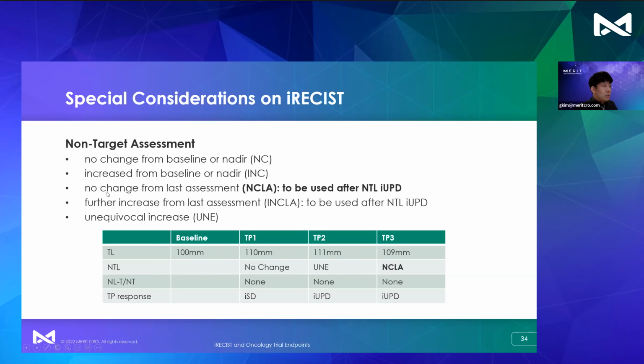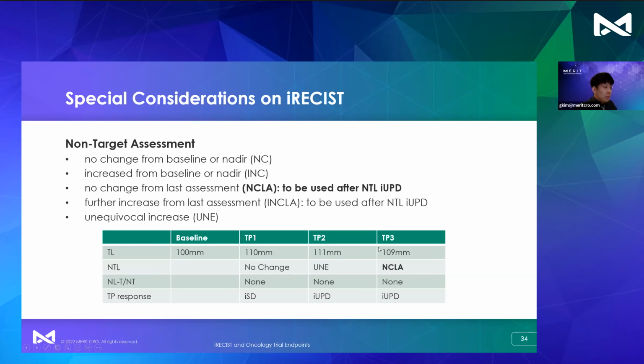These 2 options of the qualitative assessment in the eCRF can help make clearer documentation of whether a non-target lesion is really causing the IUPD in such cases, and also the unequivocal increase anytime this type of progression is seen in non-target.